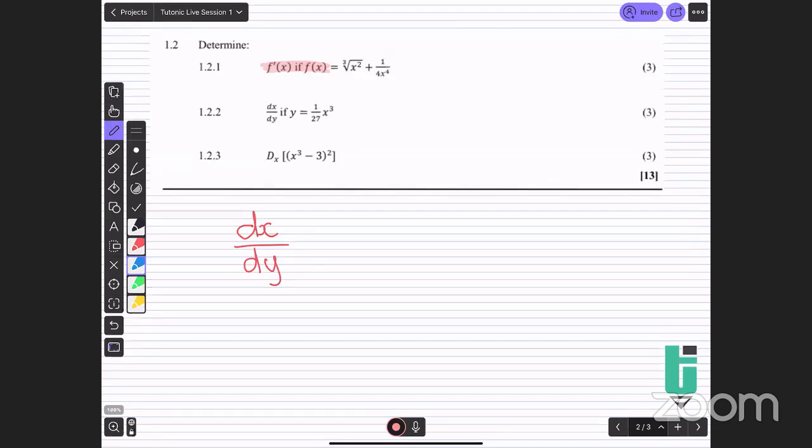27y equals x cubed, right? And then x equals 3y to the power of a third, if you just cube root each of these. So what's dx by dy?